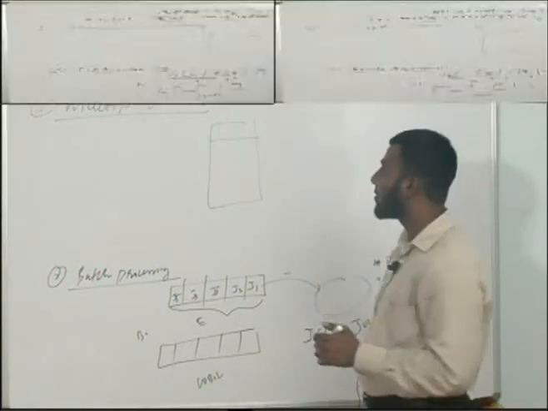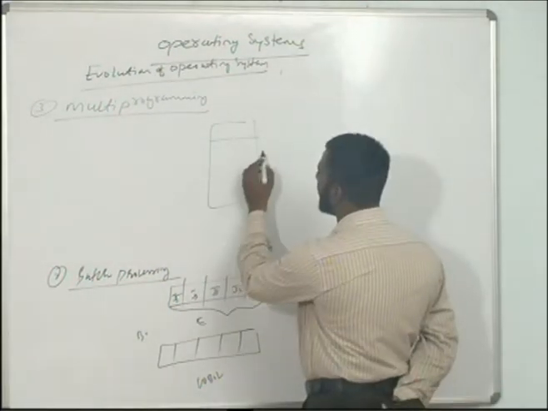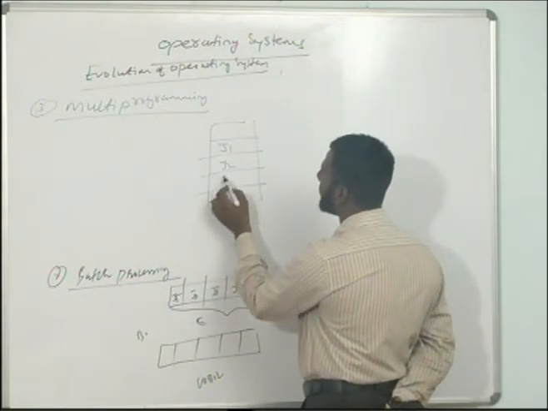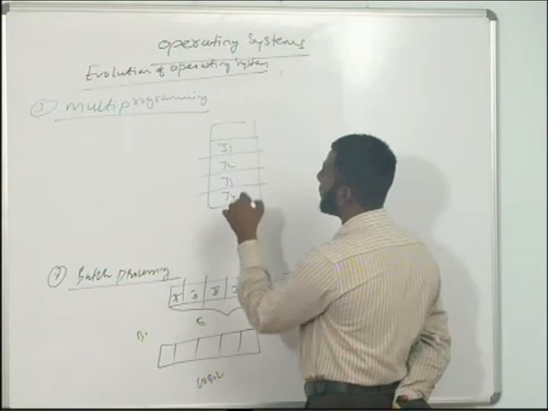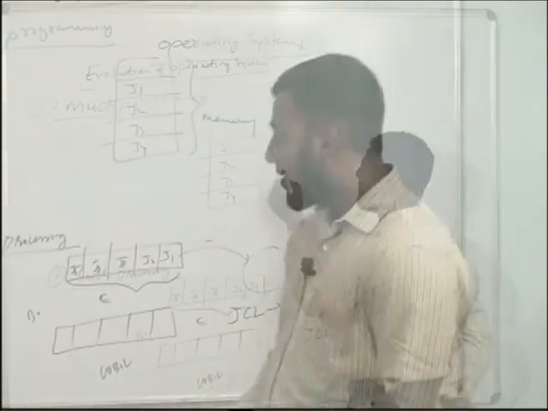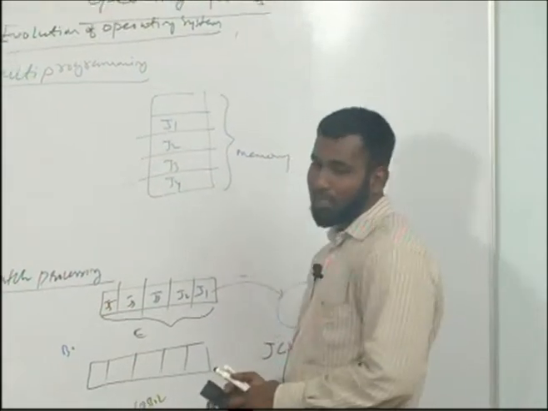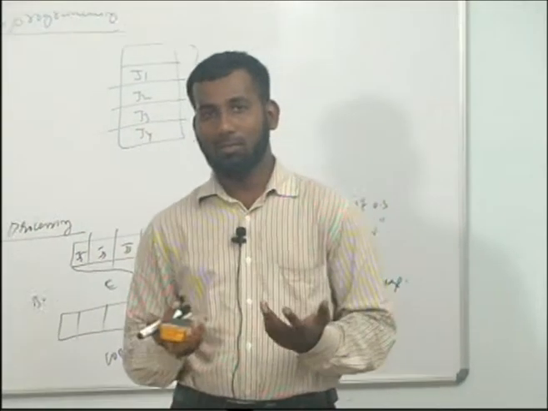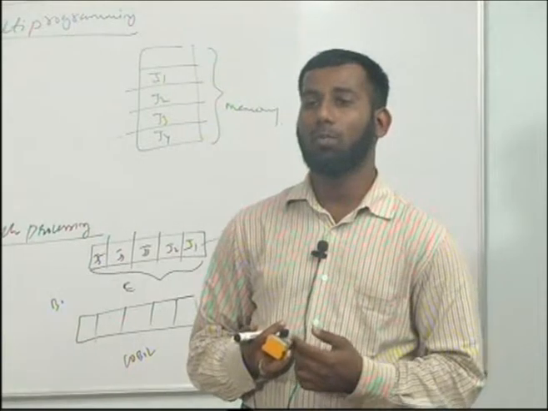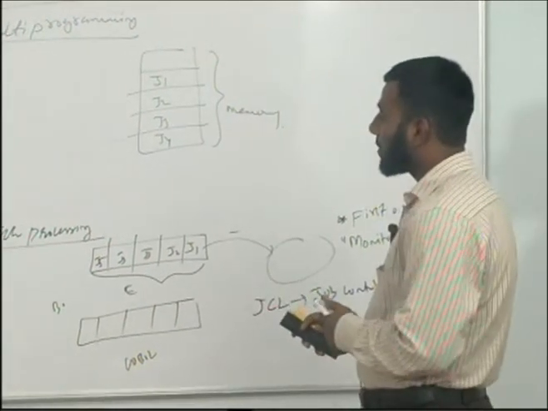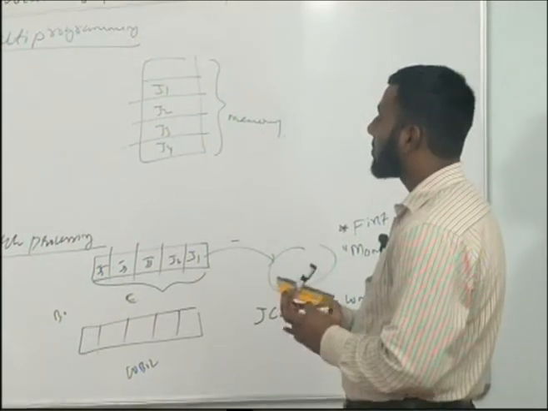This is possible by dividing this memory into different partitions, and we load job 1, job 2, job 3 and job 4 into this memory. Yes, we were talking about this multi-programming. Multi-programming is the ability of an operating system to accommodate more than one process into memory. Now, what are the problems with batch processing? The following are the problems with batch processing.